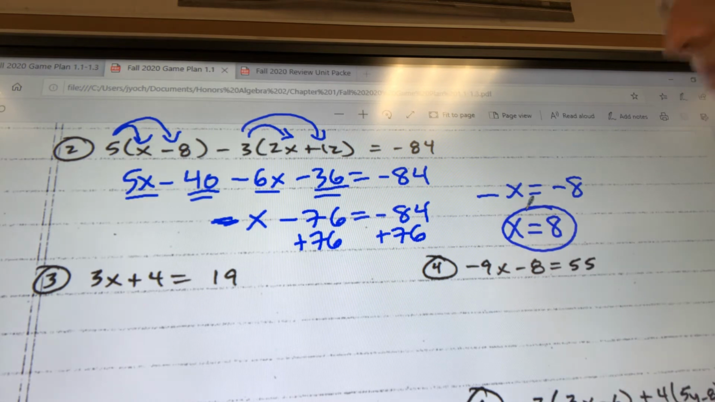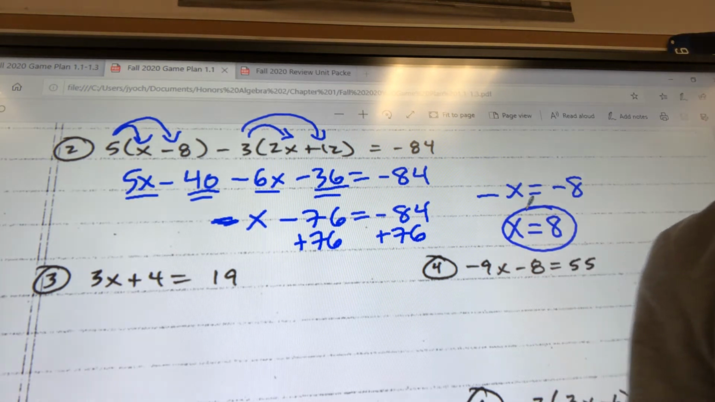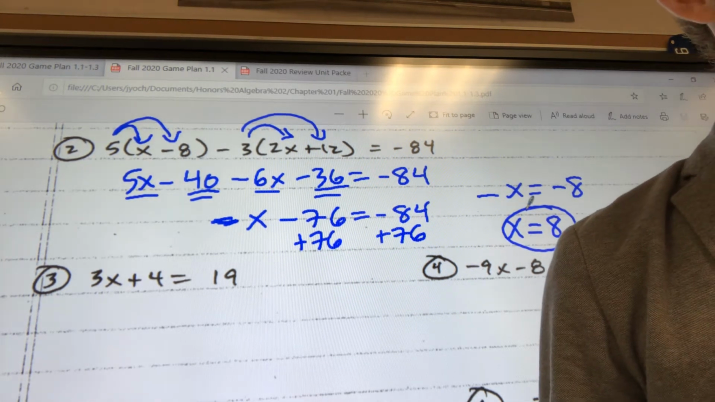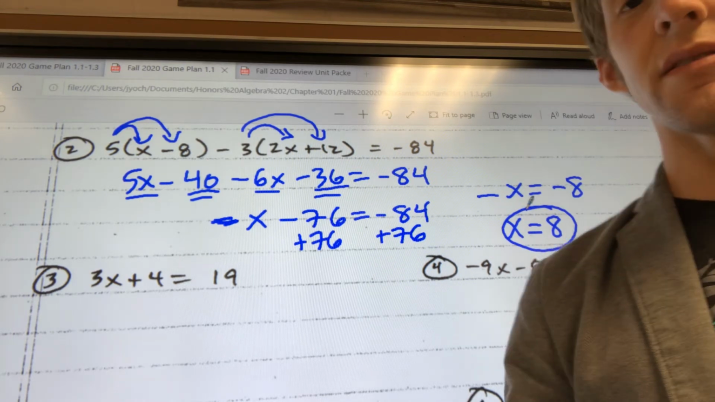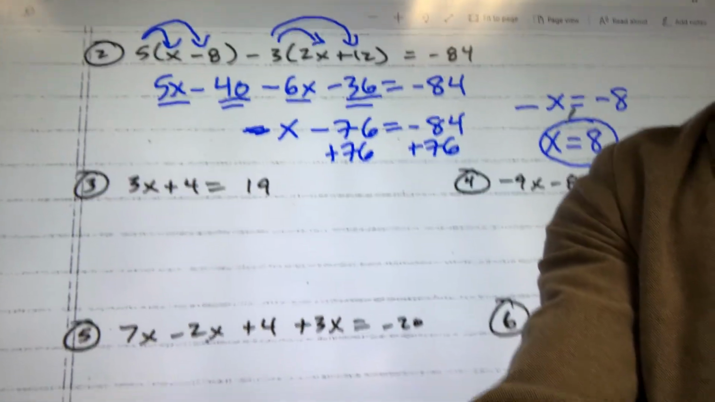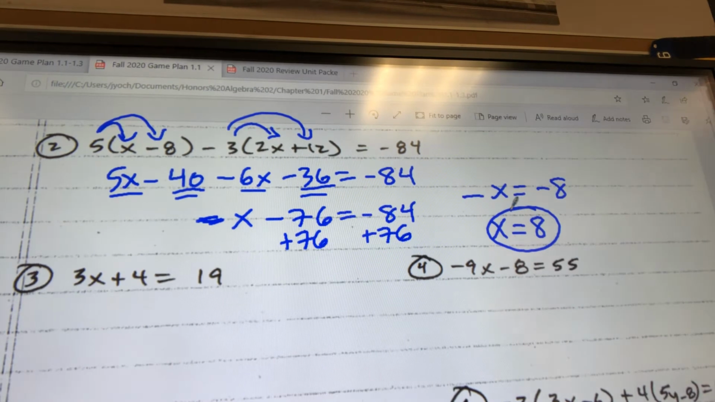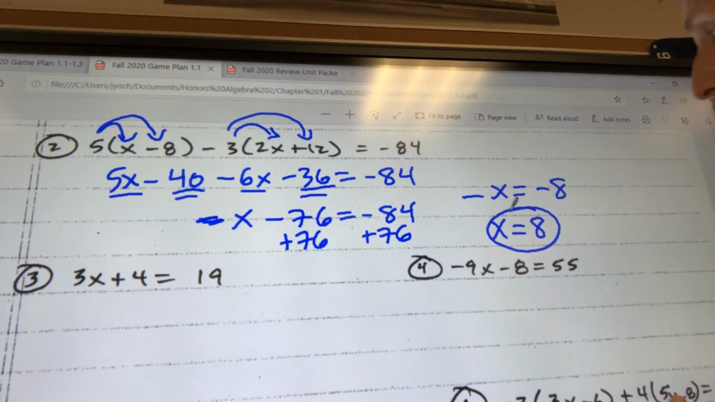I can divide by negative 1. I can multiply by negative 1. But that one shouldn't be that bad to think about. There's really not much work to be shown. If the opposite of x is negative 8, then x is 8.